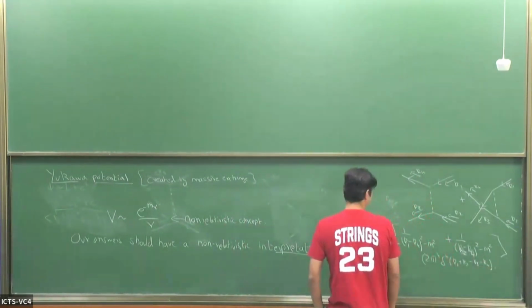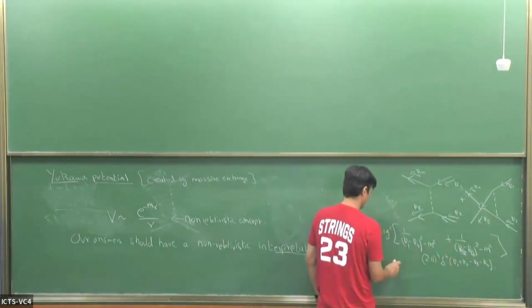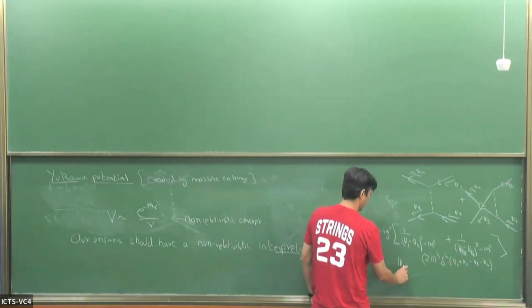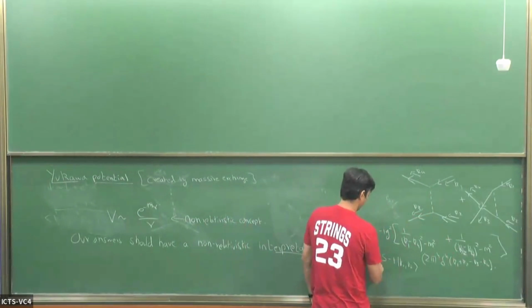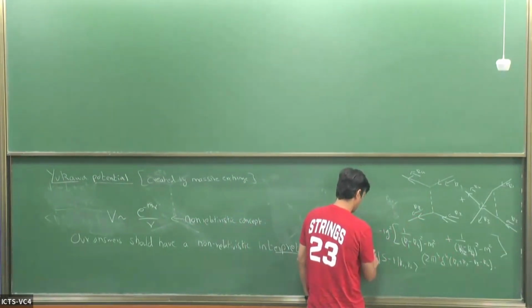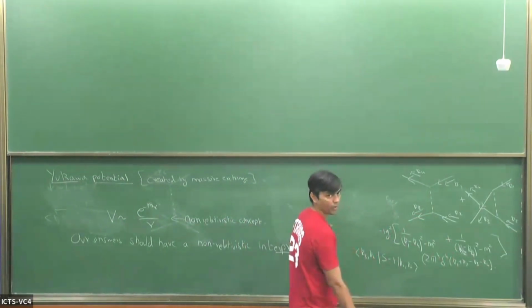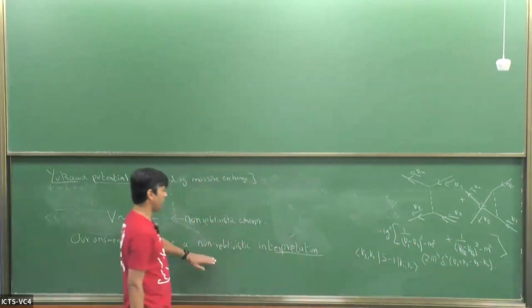And what is this answer telling us? This is telling us, K1, K2, right? S minus 1, K3, K4. Okay. How do we want to interpret? How do we want to get at the potential?